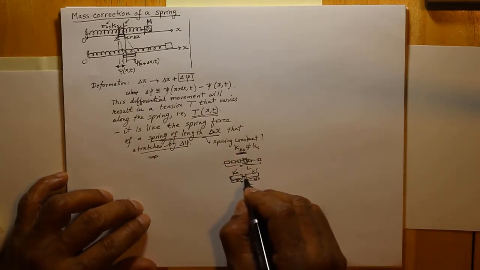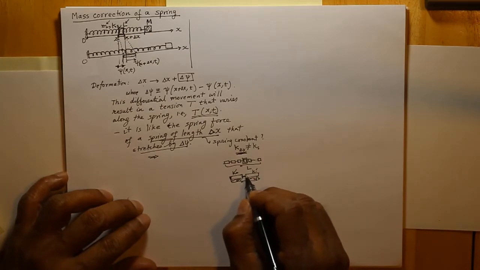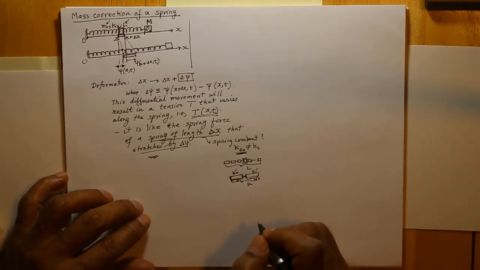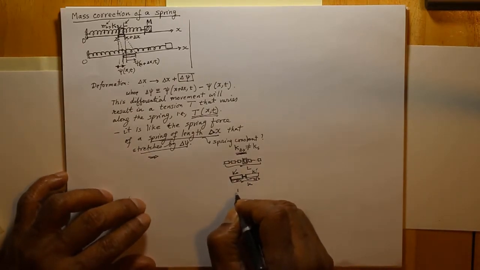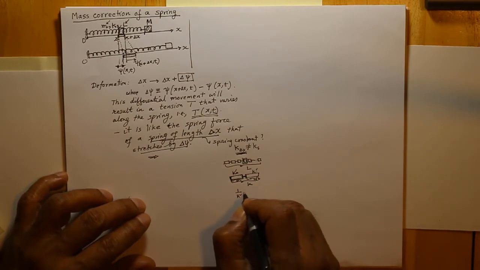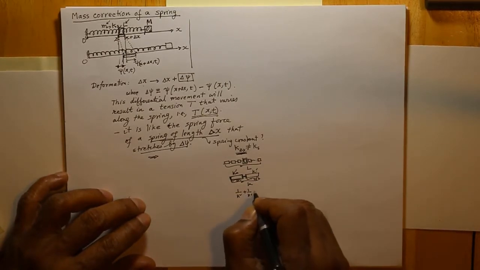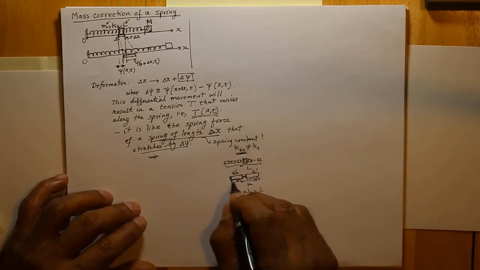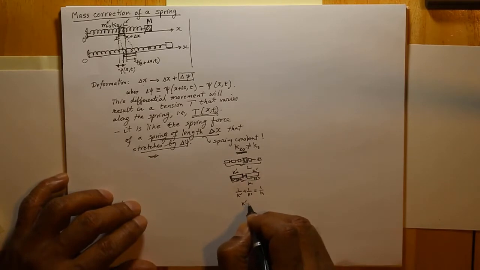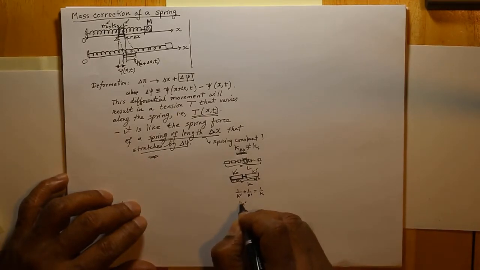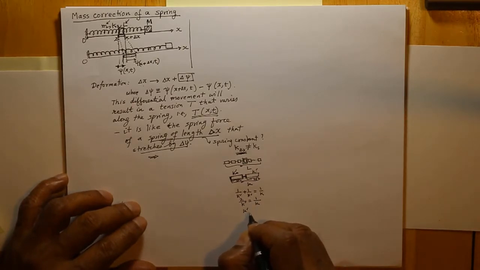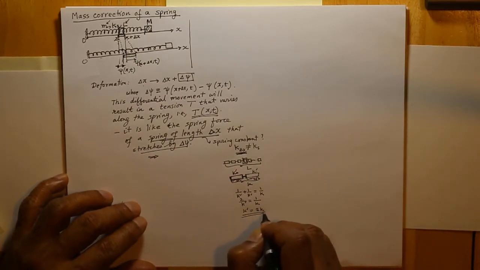When springs are in series, they add in a different way: 1 over k prime plus 1 over k prime is 1 over k. So if I have two equal parts, 2 over k prime is 1 over k, so k prime is equal to 2 times k. Amazing, the spring constant is twice as much.